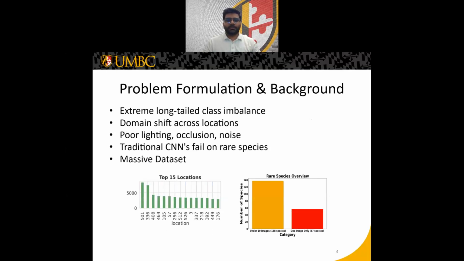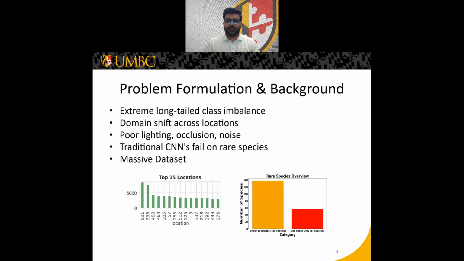Now we come to the problem formulation and background. The main problem statement was that there was extreme long-tailed class imbalance in the dataset, and there was multiple domain shift of species across multiple locations. Poor lighting and noise were there in the images, so we had to perform multiple data pre-processing steps. The traditional CNNs which worked on these problems fail on rare species. And there's another problem, which is the massive dataset.